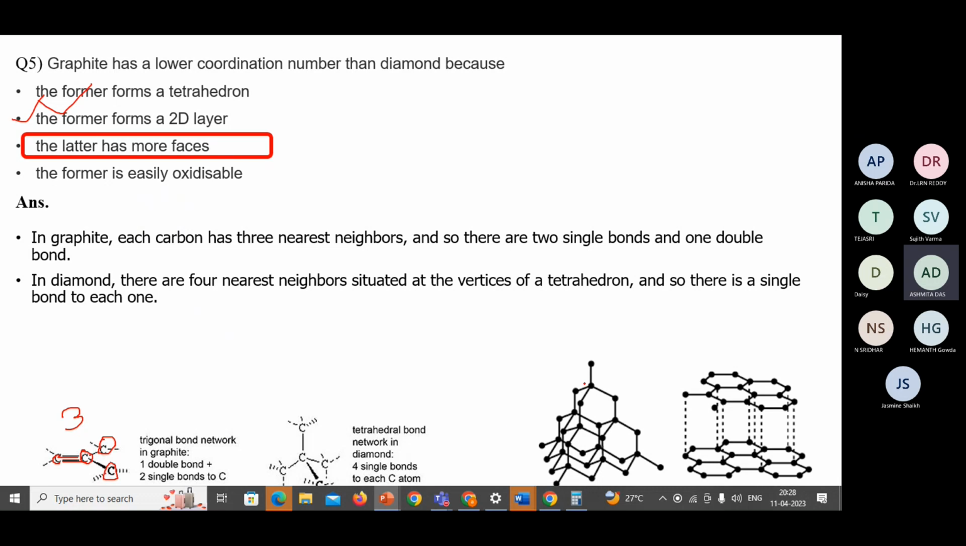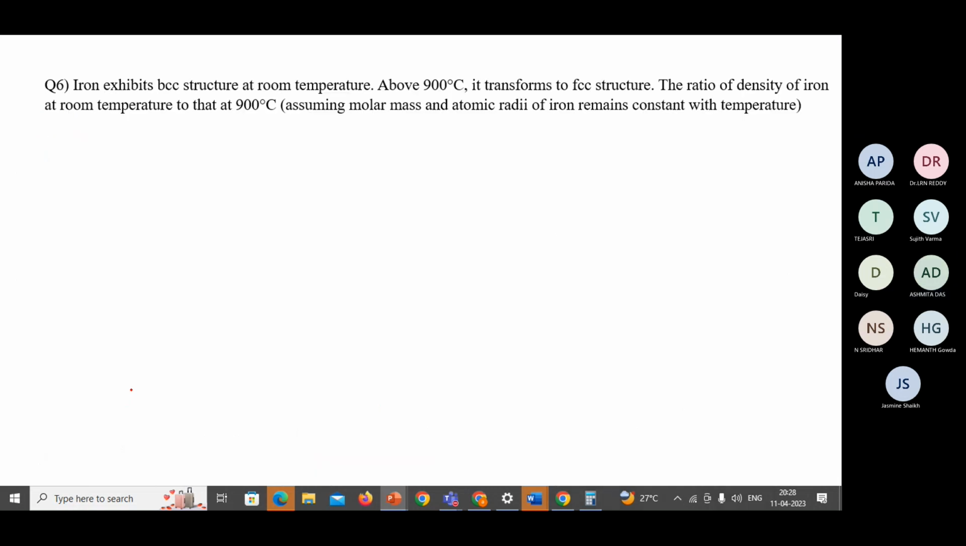But in the case of diamond, a tetrahedral bond is formed. Suppose we go for this C, it has one nearest atom, two, three, and four nearest atoms. So there are four single bonds on each C atom. Because of that, the coordination number of diamond is more and that of graphite is less, because it forms the 2D layer.